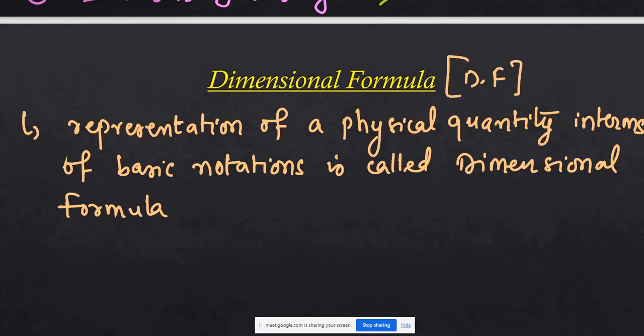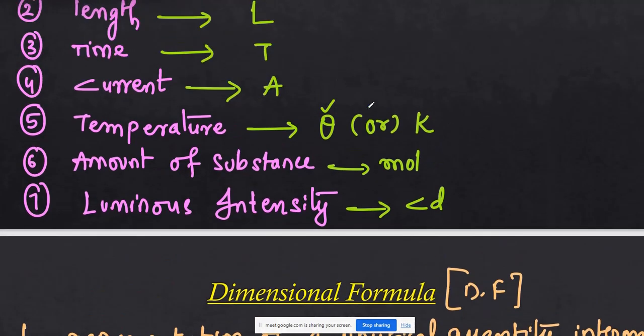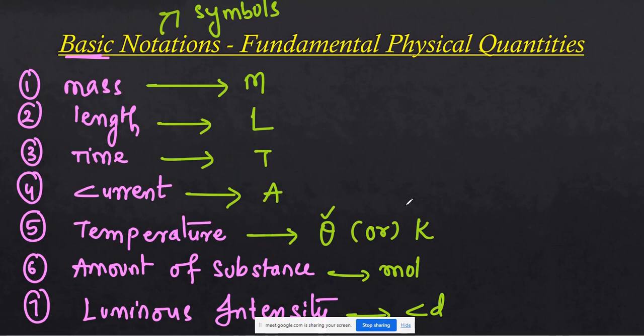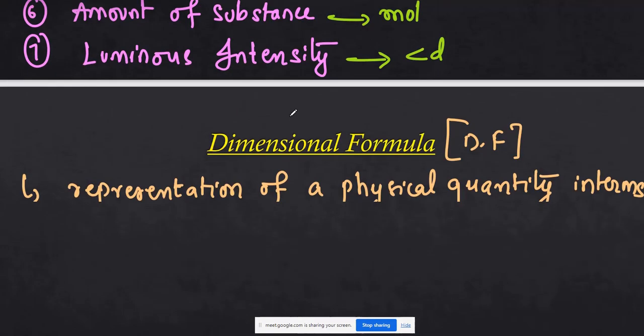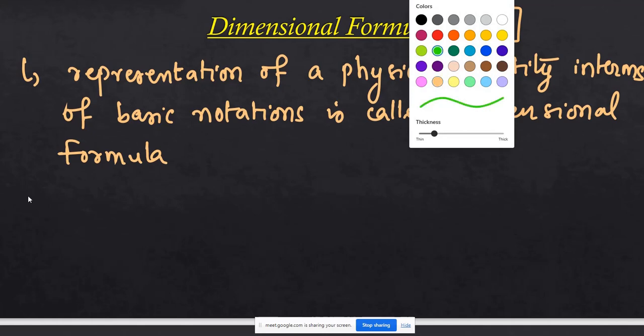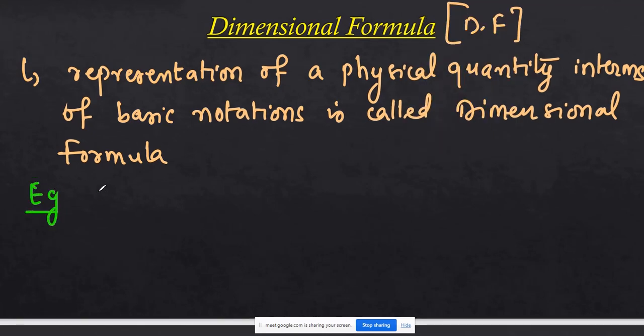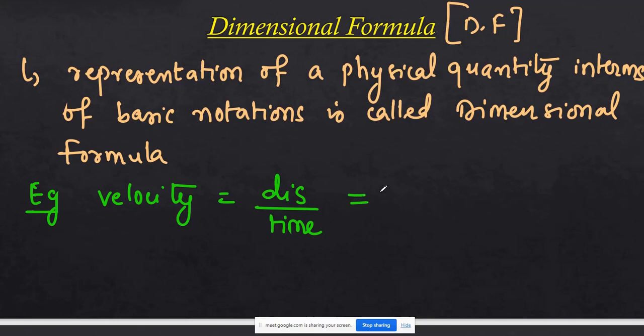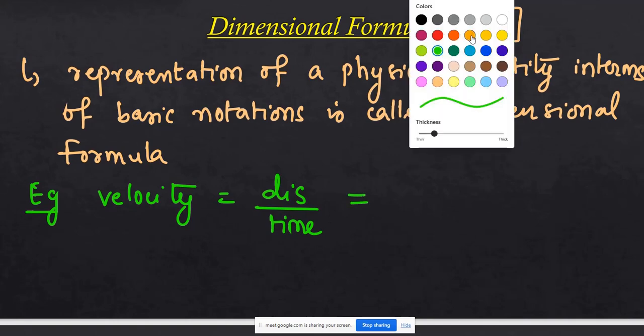So what we have to do is take a given physical quantity and write it in terms of basic notations. These are the basic notations in terms of symbols. Suppose, can you tell me the formula for velocity? Distance by time taken, so x by t. Velocity is nothing but distance by time, right? So what is the basic notation for distance? Length, which means capital L.